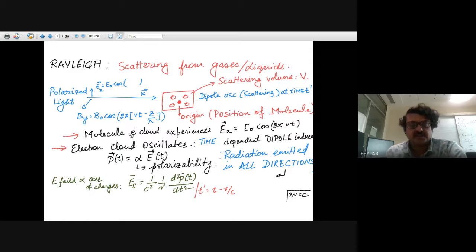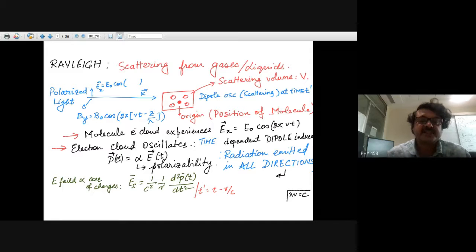Molecule, the electron cloud experiences an electric field due to the incoming light, due to which the electron cloud starts oscillating. If it oscillates, a dipole is induced. So it's time dependent, because positive and negative, because the electric field is changing. So the direction of positive and negative separation, which creates the dipole, is going to change, and hence it's a time dependent dipole.